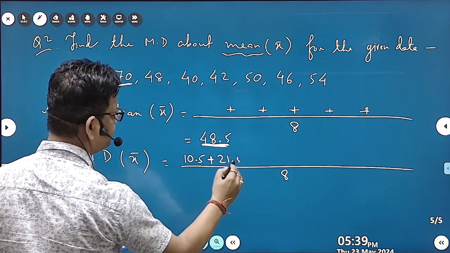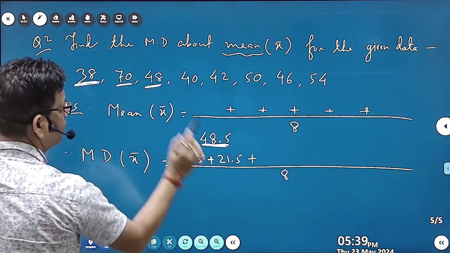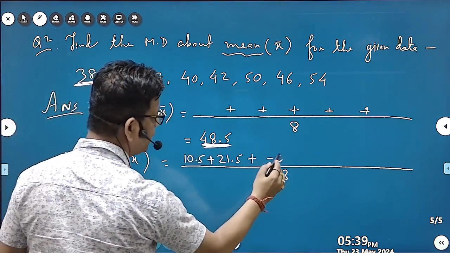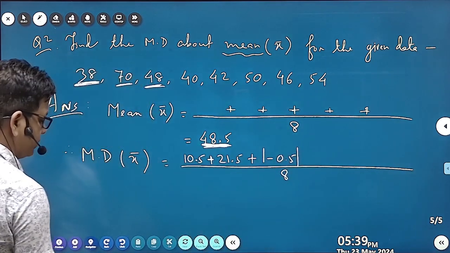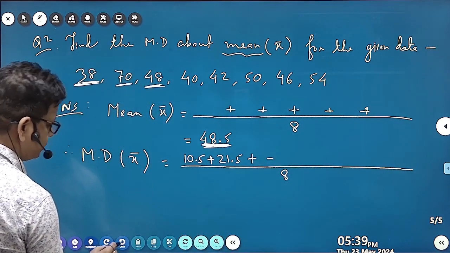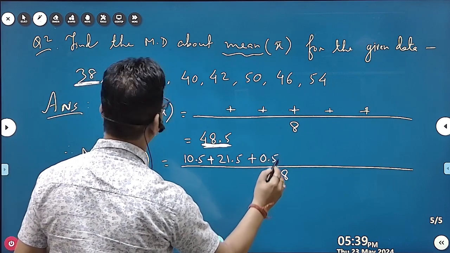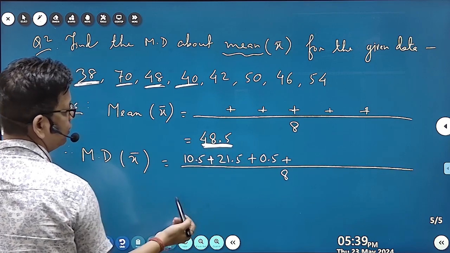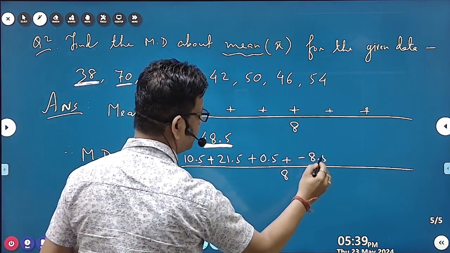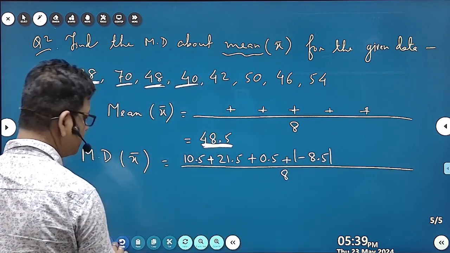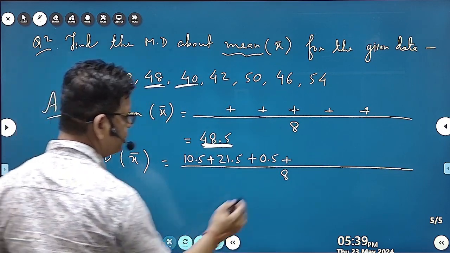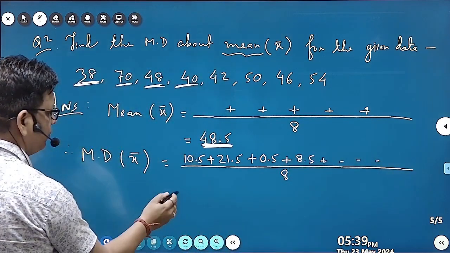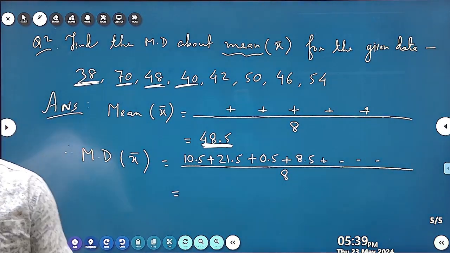Yes or no? Then 48 minus 48. Sorry, 40. Yes, 48 minus 48.5 will be minus 0.5. But we should take this modulus, and modulus means it will become plus 0.5. Yes or no? So last I am doing, this is 40 minus 48.5 will be minus 8.5, but we should take this modulus, and this modulus just refers to positive value. So it will be simply 8.5 and all this. Okay? Find it. That will be the required answer. Okay?